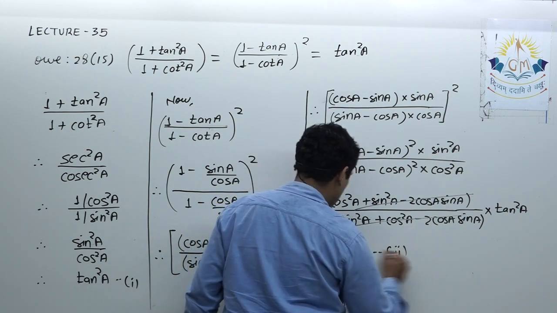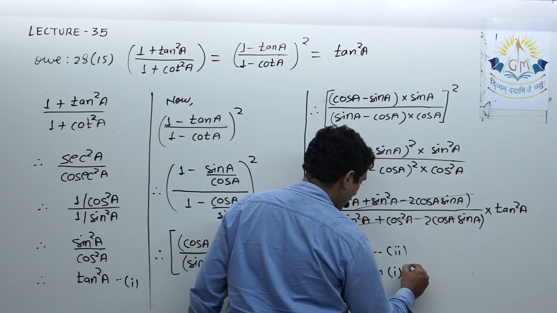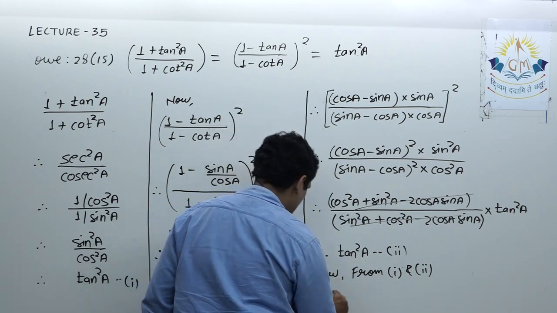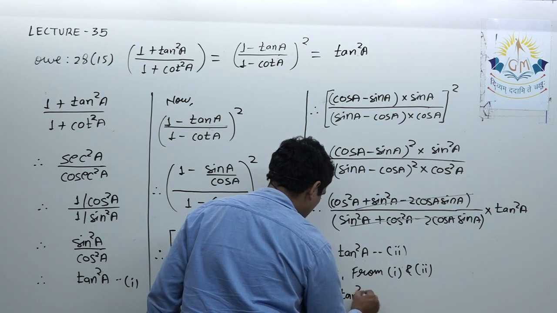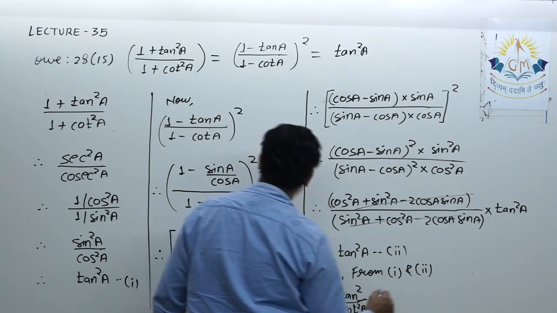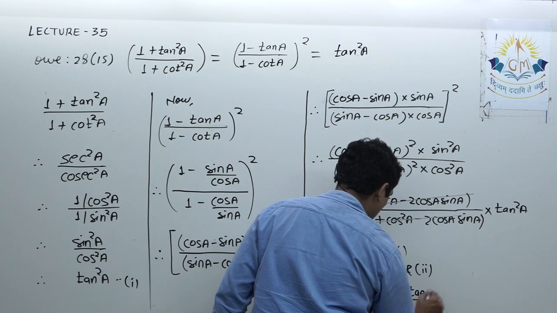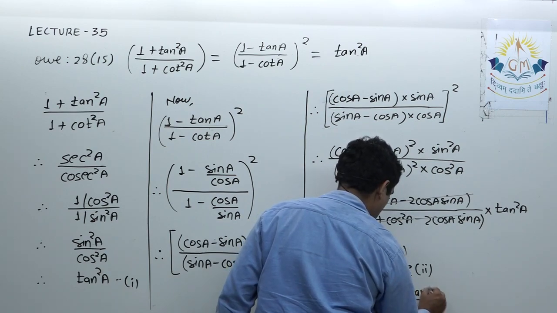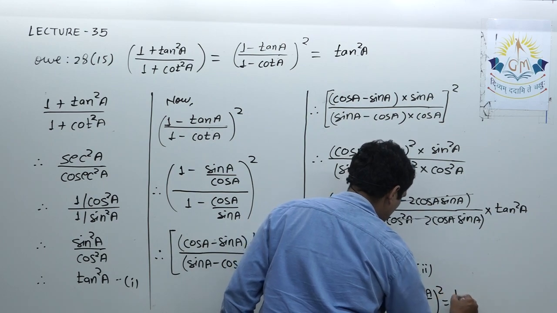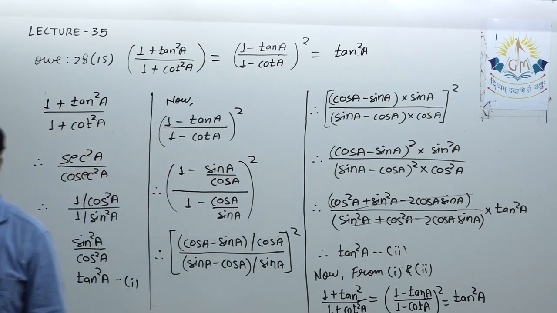So from the first and second I can say all three are equal, that is 1 plus tan square A upon 1 plus cot square A is equal to 1 minus tan A upon 1 minus cot A whole square, is equal to tan square A. So please note it down, then we'll see the next question.